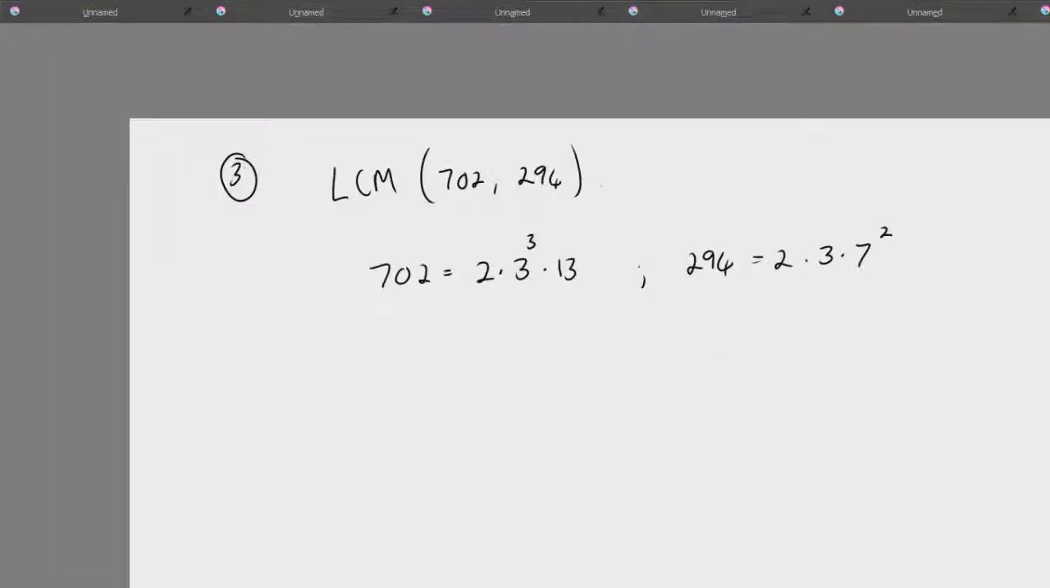It looks good. Okay. Now, what have we seen? I have to use all the prime numbers that I see in these two factorizations. Largest power of 2, a 1. Largest power of 3, a 3. Largest power of 7, a 2. Largest power of 13, a 1. And I am done.